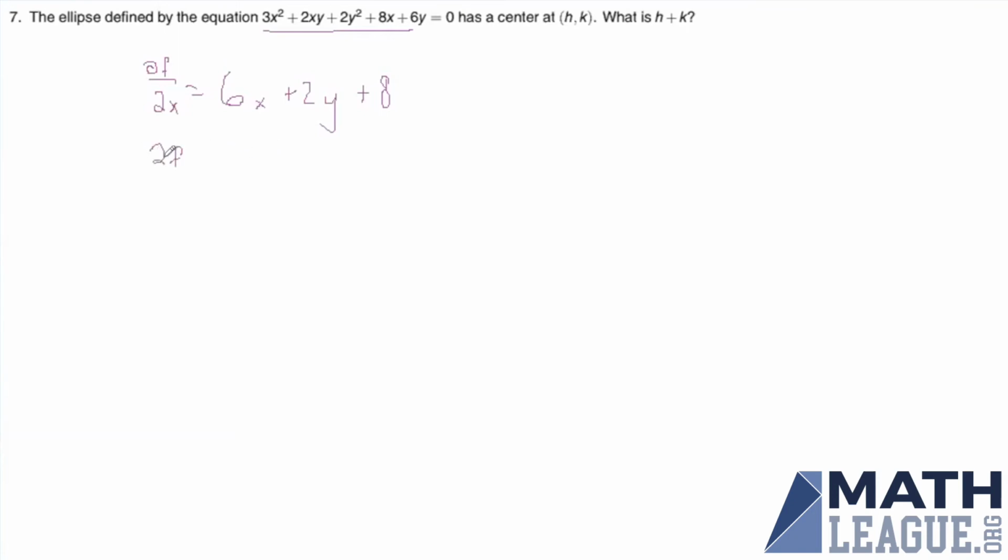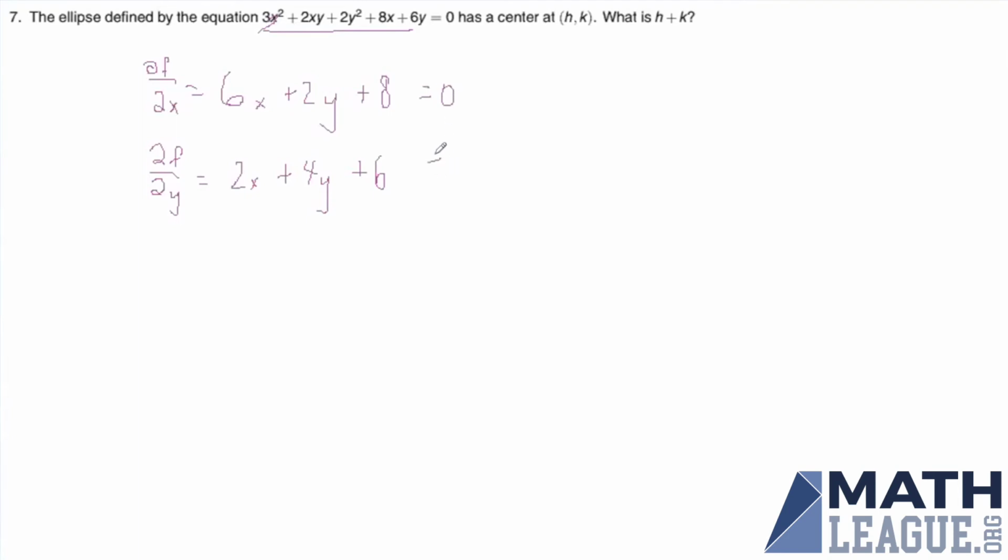Taking the derivative with respect to y, right? Looking only at y's here, this doesn't have a y, so we ignore that. 2xy, if you take the derivative of that, that's just 2x. And if we take the derivative of 2y squared, that'll become 4y. And 6y, that'll become plus 6. And since the 8x doesn't have y in it, we also ignore that. So these are two derivatives, right?